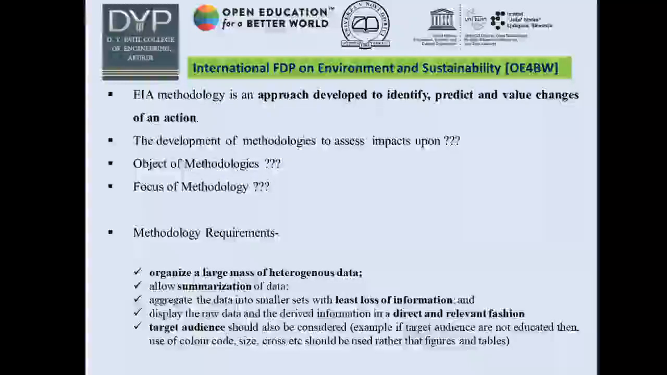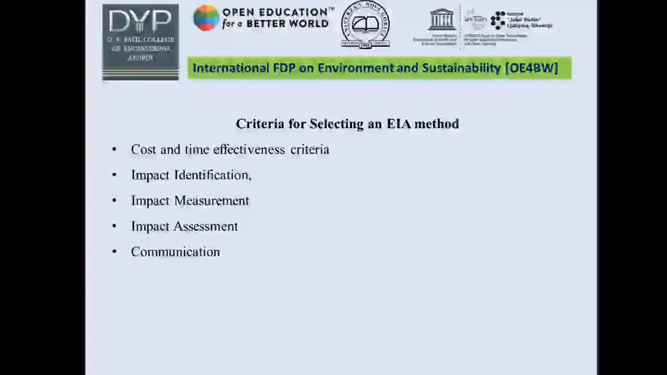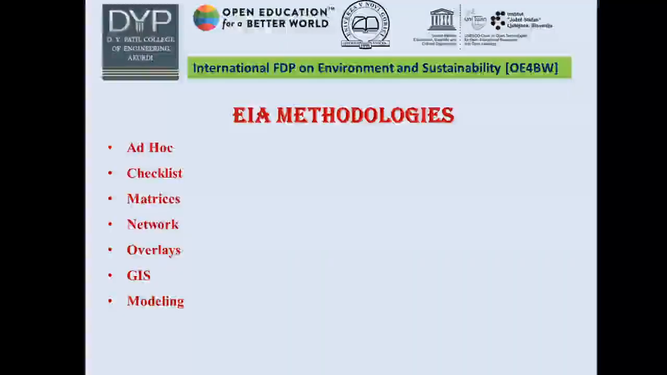Generally, the method should be simple and flexible. The criteria for selecting an EIA method: there are 5 criteria. One is cost and time effectiveness, impact identification, assessment, measurement and communication. So EIA methods are classified into ad hoc, checklist, matrix, network, overlays, GIS and modeling.